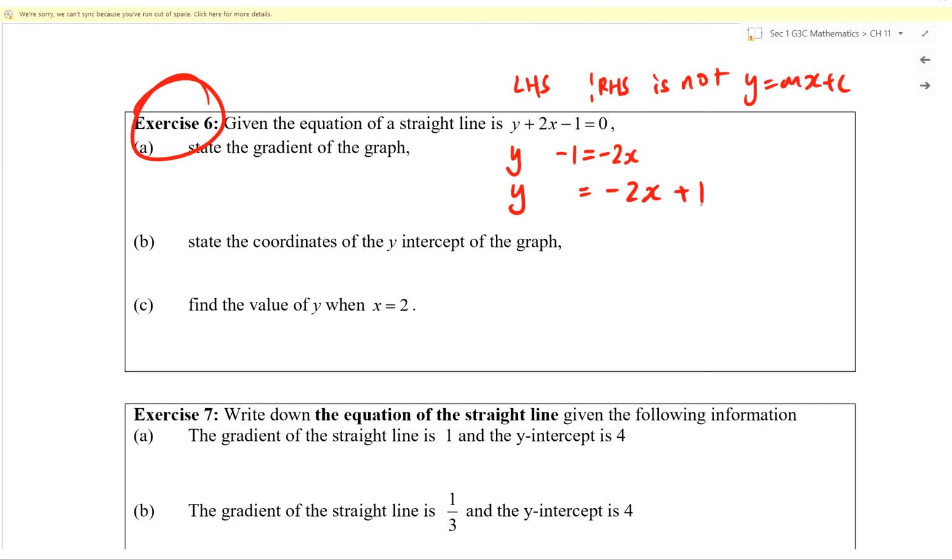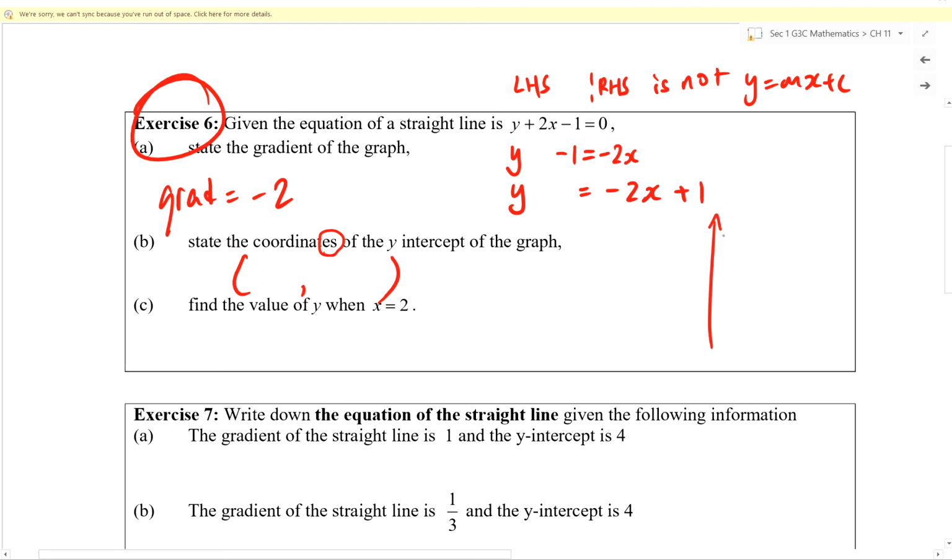State the gradient. When they ask you to state, it means that it can be done very easily. No need for a lot of working. Seriously, is there a lot of working over here? Alright, so what is the gradient? Gradient, negative 2. State the coordinates of the y-intercept of the graph. Okay, so coordinates. There are two things, x coordinate and y coordinate. The format for your answer will look like this: bracket, comma, bracket. There are two blanks over here. You need to state the coordinates. So what are the coordinates?